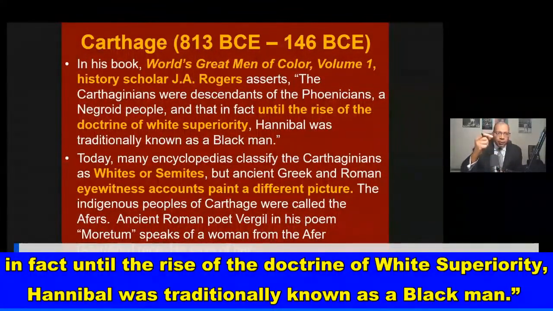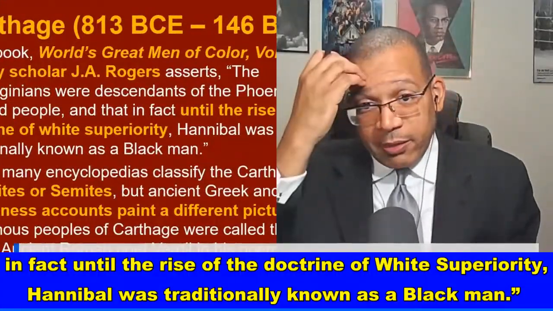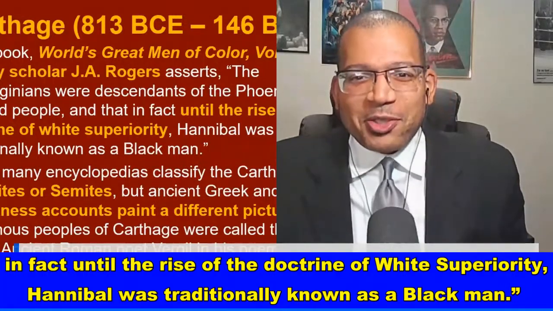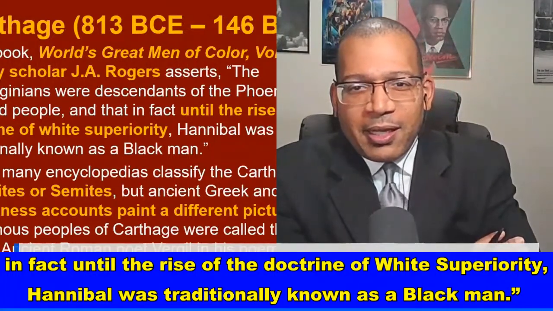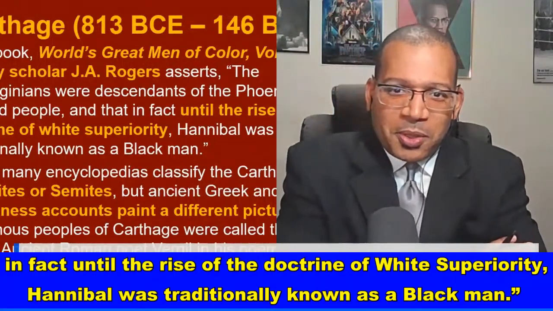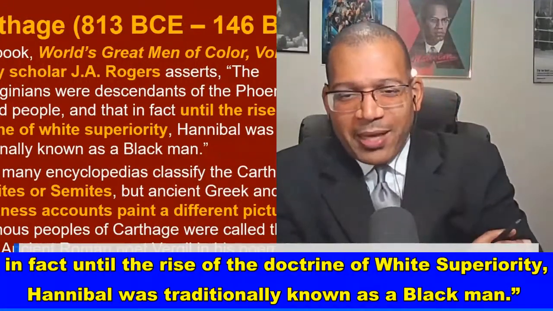So J.A. Rogers in World's Great Men of Color, Volume 1, said that the Carthaginians were descendants of the Phoenicians, a Negroid people, and that, in fact, until the rise of the doctrine of white superiority, Hannibal Barca was traditionally known as a Black man. Now, some people may be confused. They may be thinking about Hannibal on the A-Team with B.A. Baracus and the Face Man and Murdoch or something like that. They may be thinking of George Peppard as Hannibal, or they may be thinking of Hannibal Lecter. But no, Hannibal Barca was Black African. He was not a European.